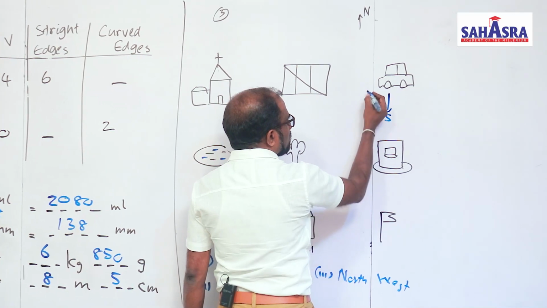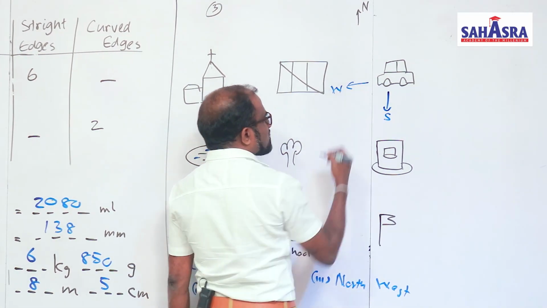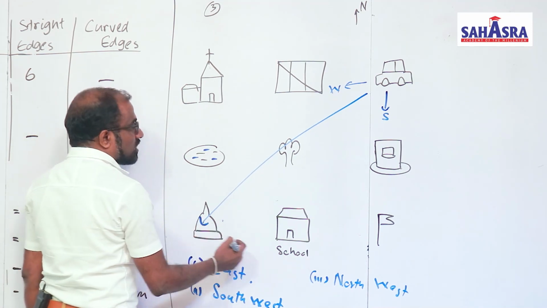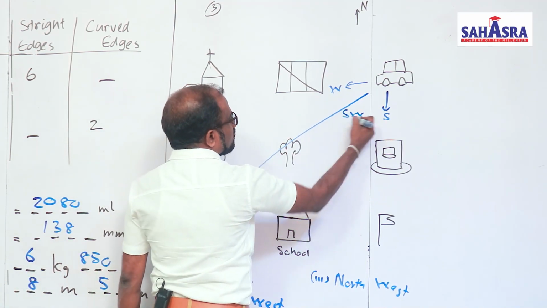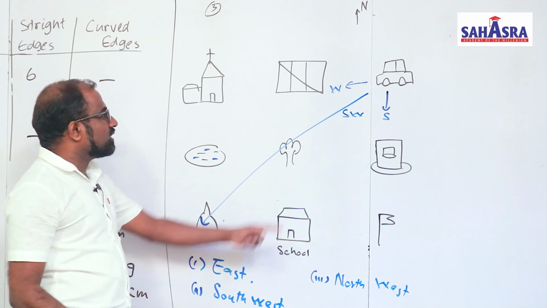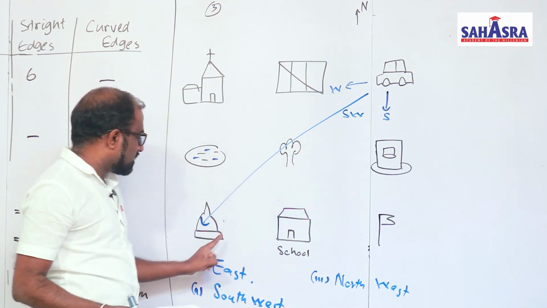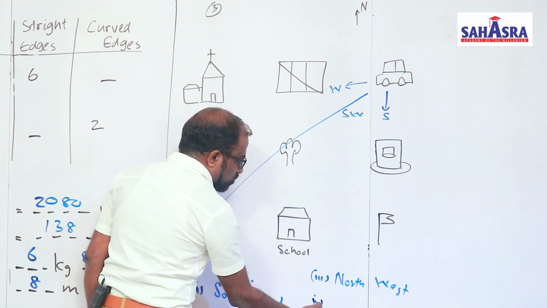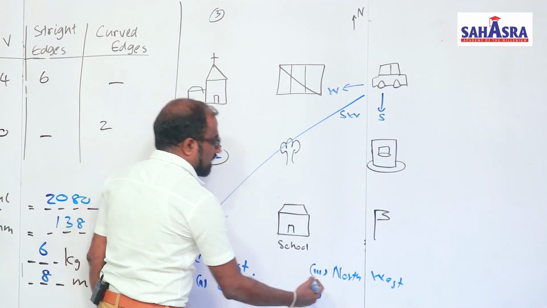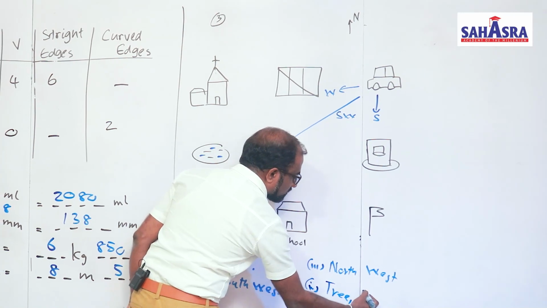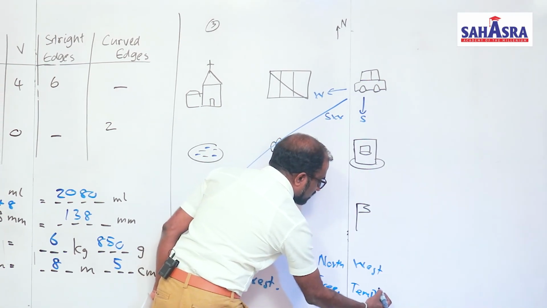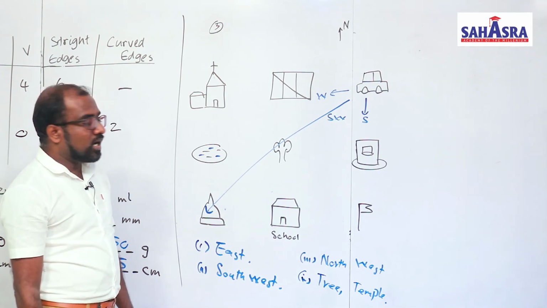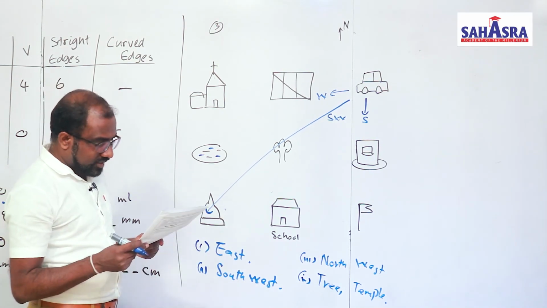This direction is south. This direction is west. And a southwest. This is the southwest. Right. So what are located in the southwest to the car? Tree and the temple. So that should be the answer for the last one. Tree and temple are located in southwest to the car. Tree and temple should be the answer.